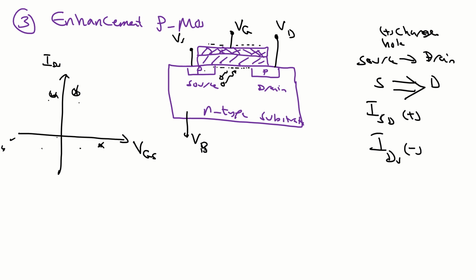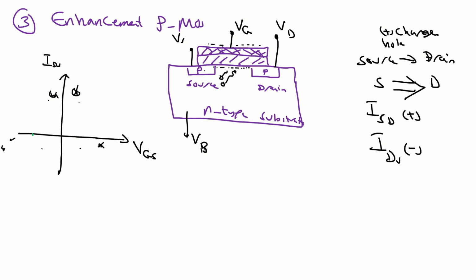Now when we apply VGS = 0, is there any current? I'm sure your answer will be no. There will be no current if the gate voltage is 0. We have to apply negative voltage. That negative voltage could be, for example, minus 1, minus 1.5, whatever you like.